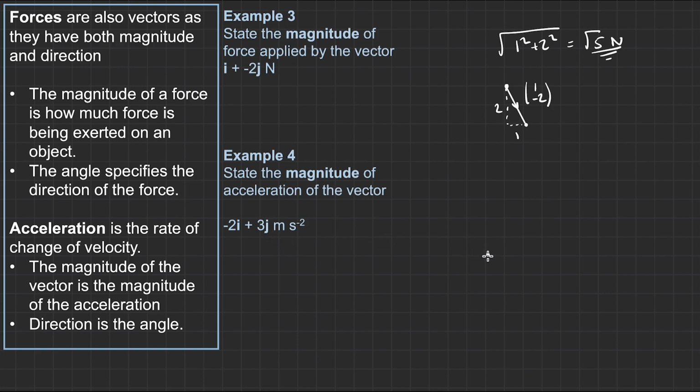So we'll start at a point, we'll go 2 in the negative i, and then 3 up. So we'll have this as our acceleration vector, minus 2 and 3. The magnitude will be the square root of 2 squared plus 3 squared, which is root 13 meters per second squared.